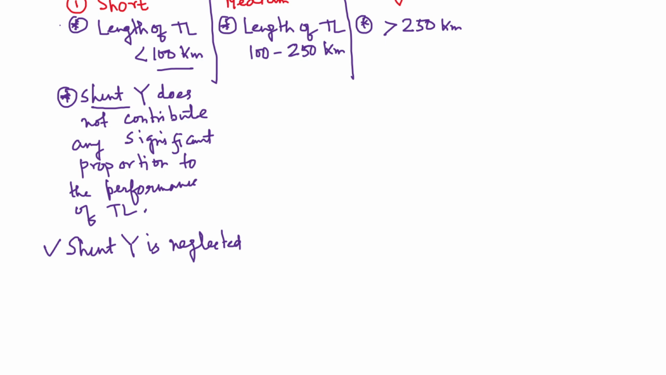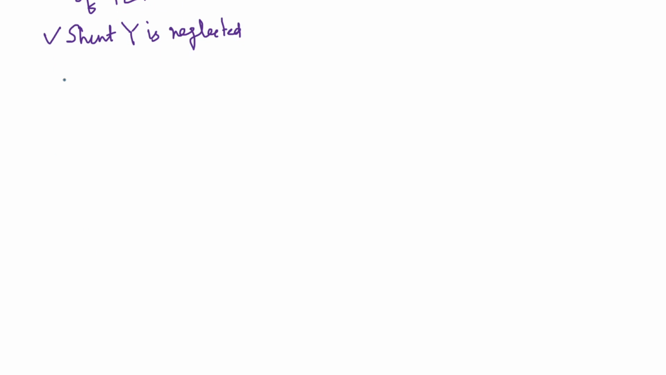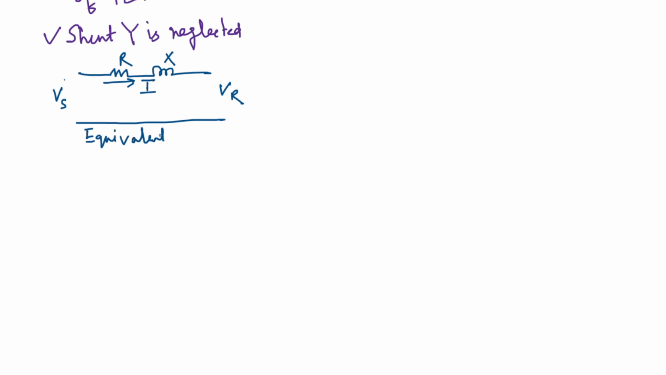So a short transmission line is represented by nothing but a series resistance with an inductance. Simple. This is Vs and this is Vr, the sending end and the receiving end. This is R, this is X, and the current I is flowing. So this is the equivalent circuit of a short transmission line.